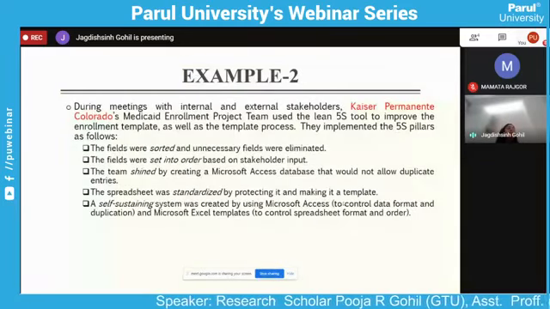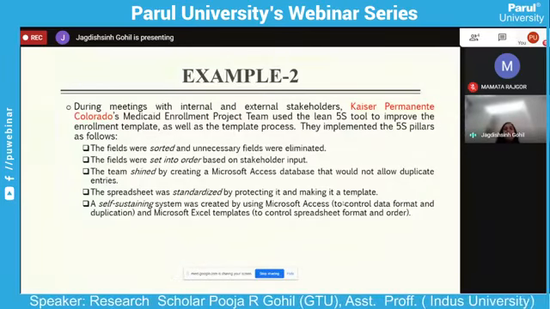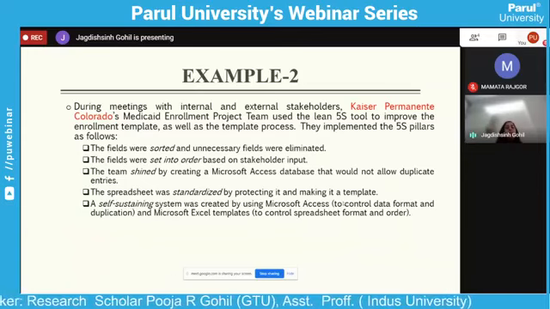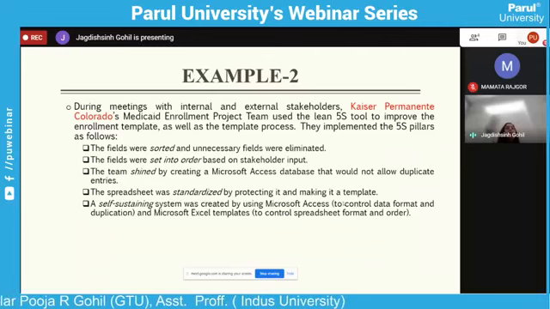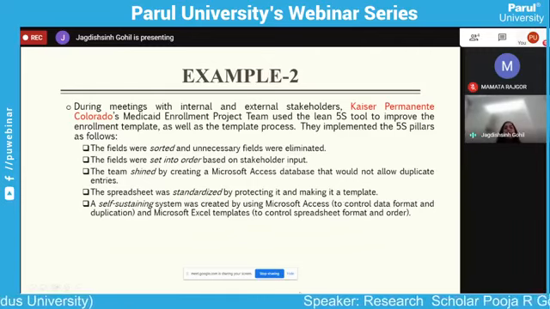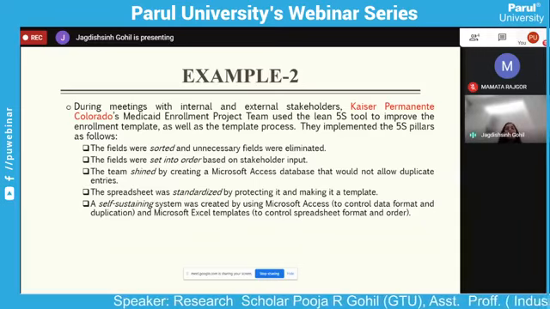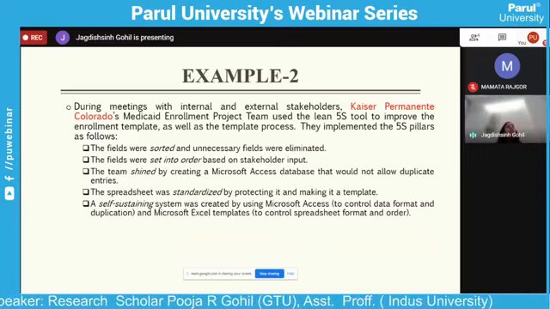So that's the question. One such example is a firm named Kaiser. They implemented 5S in a small project, Permanente Colorado's Medicaid Enrollment Project. The team enrolled for the project used 5S in such a way that they benefited. They sorted out all the fields which were necessary for making a template, and they removed the unnecessary fields. That was the first step they took. So they sorted out the fields.